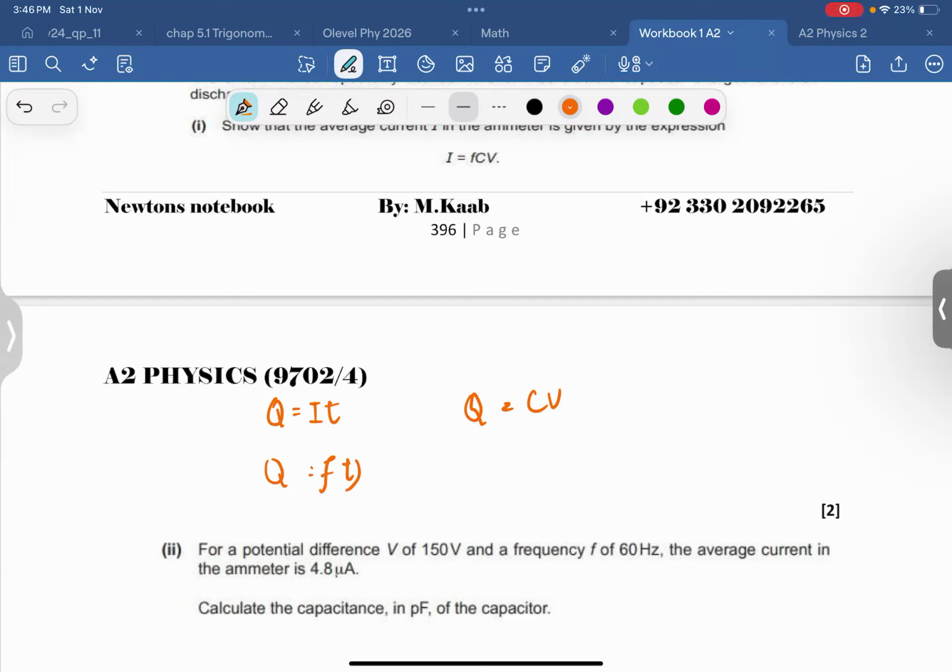Okay, and then so we have to remove Q equals IT. Wait, something's not correct. Q equals IT and then Q equals I over F, right? And then over here, Q can be replaced with I over F, and then F can go to the other side.